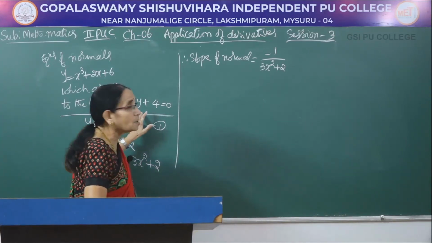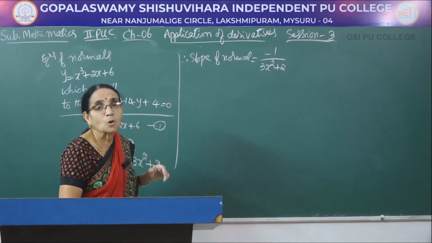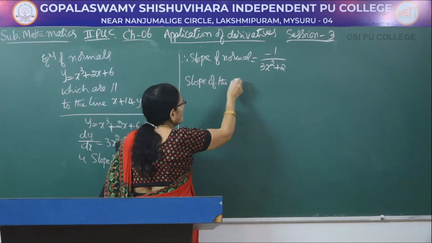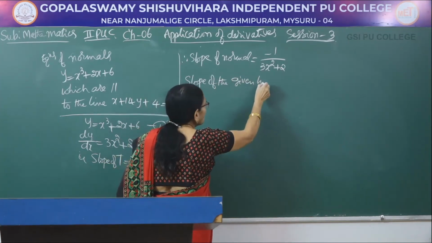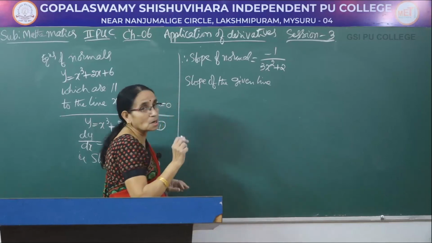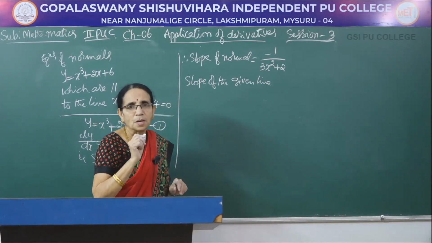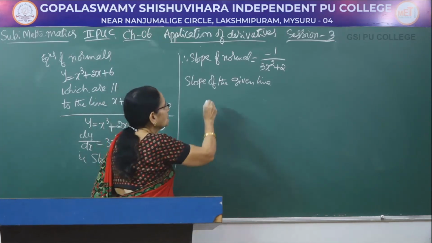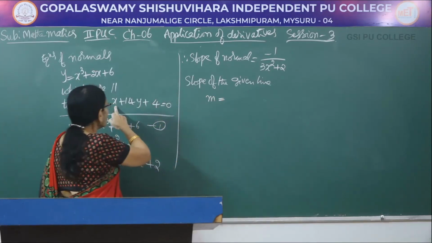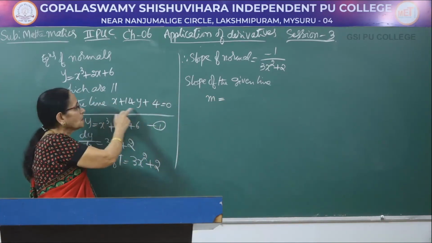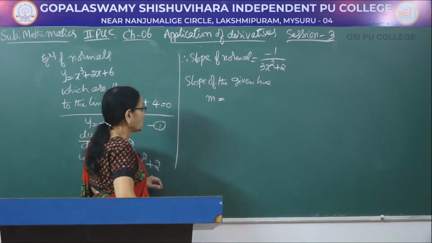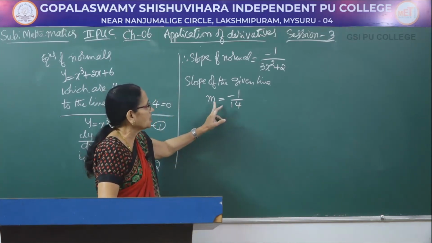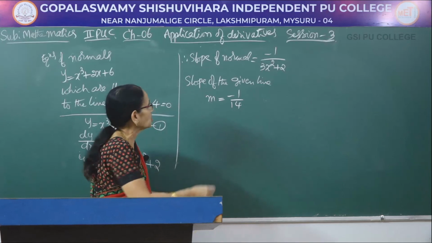The normals are parallel to the given line. Parallel means the slope should be equal. Write this one: slope of the given line. You observe, this is also in the general form, that is ax plus by plus c equal to 0. So how do you get m? m is equal to minus a by b. Slope of the given line, m equal to, a means the coefficient of x, that is 1, b means the coefficient of y, that is 14. So minus 1 by 14. So the slope of the given line is m equal to minus 1 by 14.